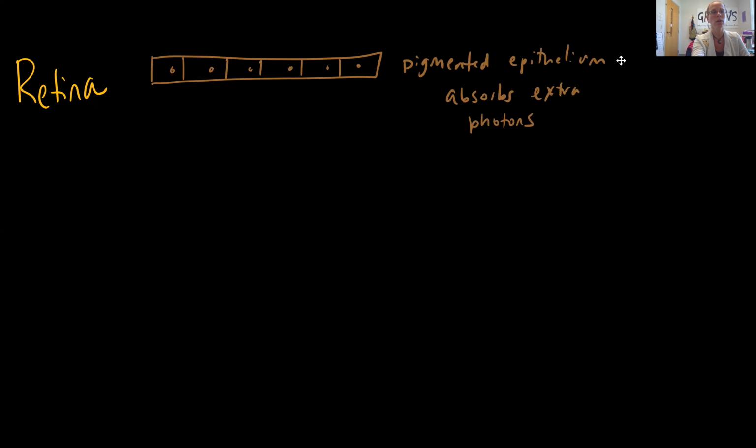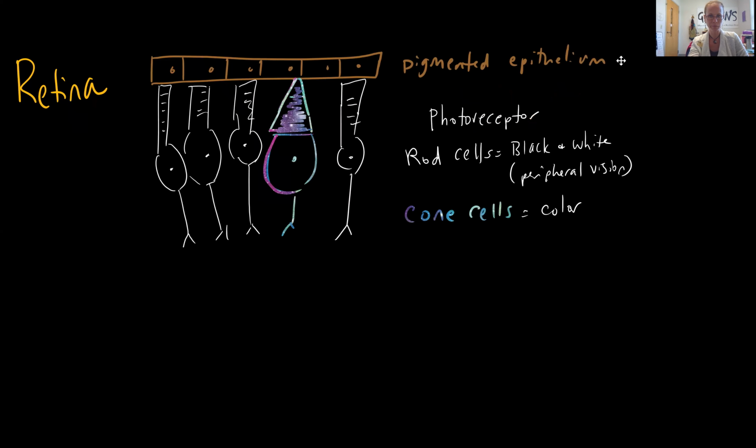So let's take a look. Now we're ready. Here we go to look at that retina. So we are looking at the very back of the retina. So right here, the pigmented epithelium is closest to that choroid layer. And the job of the pigmented epithelium is really just to absorb extra photons of light.